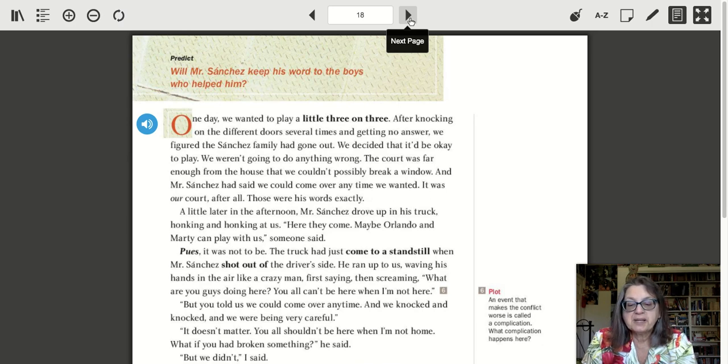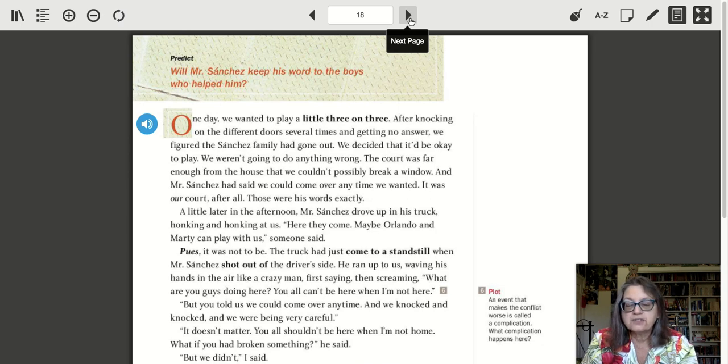One day we wanted to play a little 3-on-3, so 3 players on each side. After knocking on different doors several times and getting no answer, we figured the Sanchez family had gone out. We decided that it would be okay to play. We weren't going to do anything wrong. The court was far enough away from the house, we wouldn't possibly break a window. And Mr. Sanchez had said we could come over anytime we wanted. It was our court, after all. Those were his words exactly.